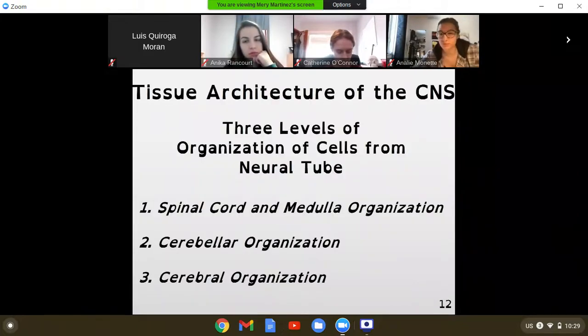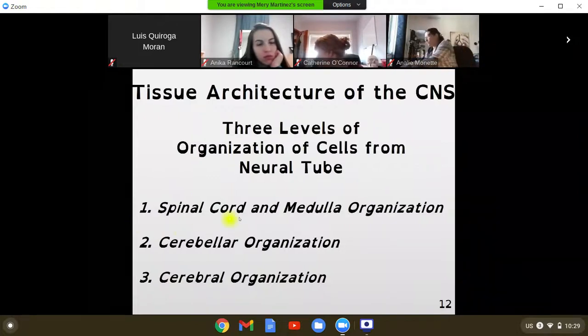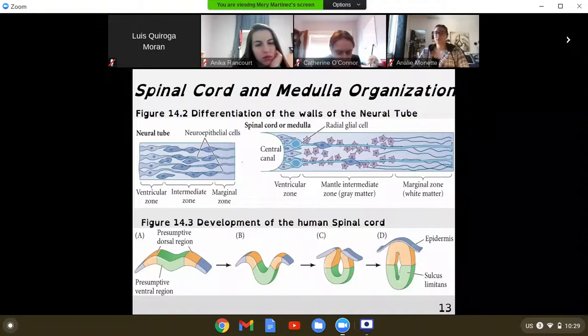Now, we're going to have a subsequent differentiation that depends on the positioning of these migrating neurons and which position they occupy once outside of the germinal epithelium. So we are going to talk about 3 different levels of organization of cells from the neural tube, depending on what level they are found. So we're going to talk about the spinal cord and medulla organization, the cerebellar organization, and the cerebral organization. So 3 different things depending on the level at which they are found. So I'm going to start with the spinal cord and medulla organization.